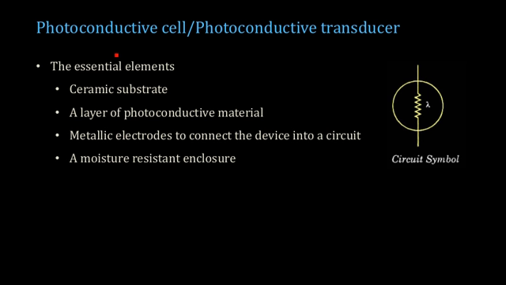How do you construct this particular element? For that we need a ceramic substrate on which we place a layer of photoconductive material. Then you need metal electrodes to connect the device to the circuit, and the entire setup is enclosed in a moisture resistant enclosure. And this is a simple circuit for a photoconductive cell. Here you can see that a resistance is indicated and the wavelength of the light is also shown. So this is basically a photoresistor.